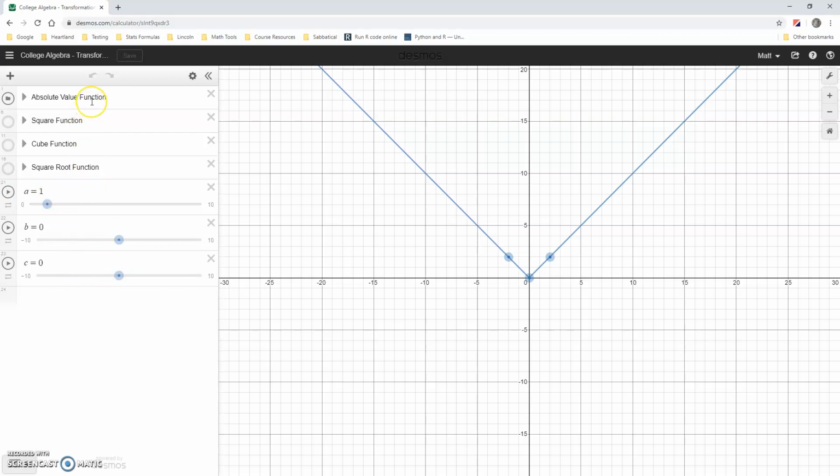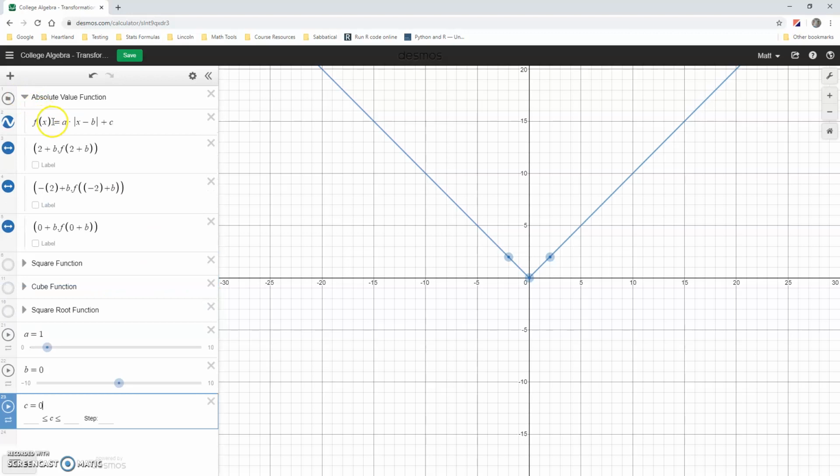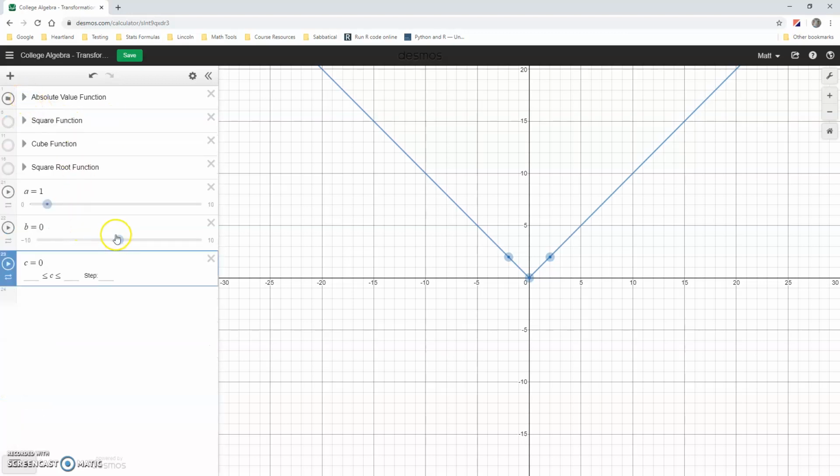To start off with, we're considering the absolute value function, which hopefully we remember makes that sharp corner at 0 if we're just considering the graph of y equals the absolute value of x. If we start to change things though, specifically what we're looking at is the graph of a times the absolute value of the quantity x minus b, plus c. So we want to see what happens as we change those different characteristics.